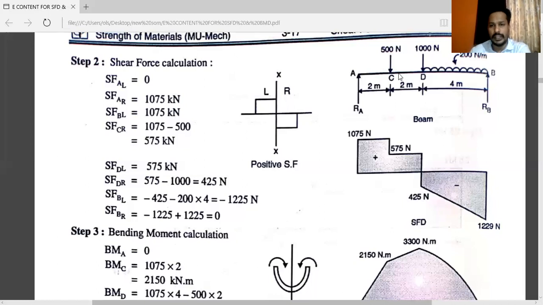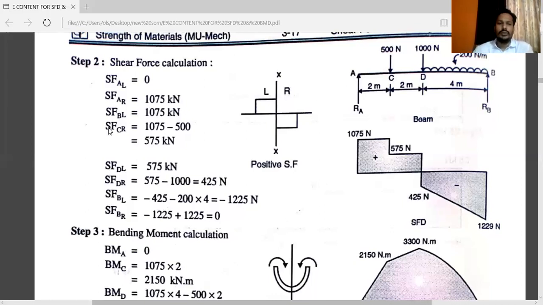Now after A, the next point is C. You can see the point C. Next, shear force at point C. Here do the correction in the equation also. Shear force at point C just to the left. Now here, consider all the forces moving upward or downward left to the section. Only RA is moving upward. So shear force at point C just to the left is equal to, again, only RA moving upward, so 1075 Newton. Do this correction.